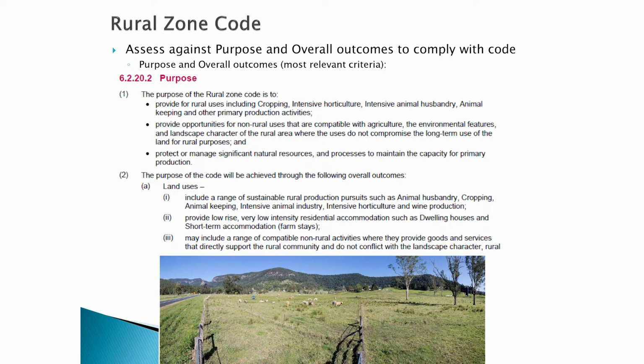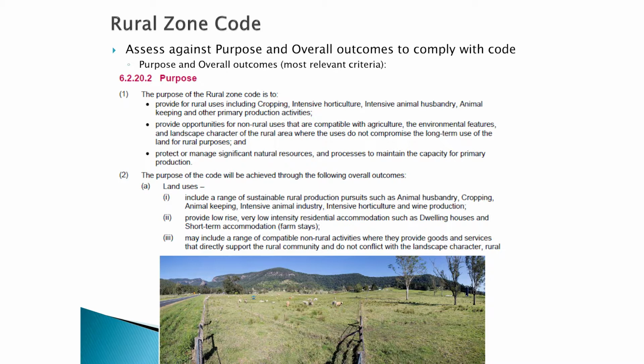So just quickly, the Rural Zone Code. The purpose of the Rural Zone Code is to provide for non-rural uses that are compatible with the landscape character of the rural area and do not compromise the long-term use of the land for rural purposes. It's quite funny, the South East Queensland Regional Plan defines rural uses or non-urban uses as basically 2 dwellings on a site. Any more than that, and that's considered to be an urban use.